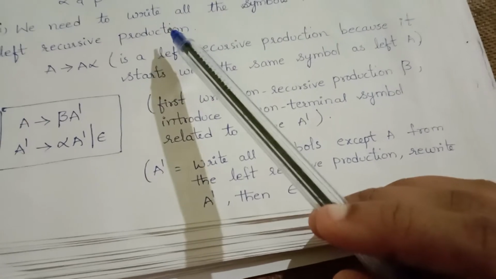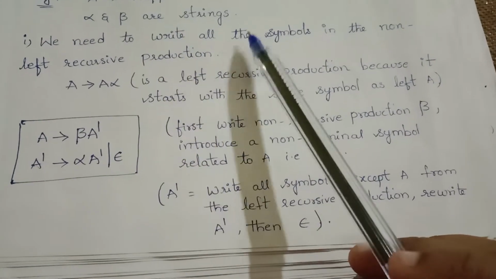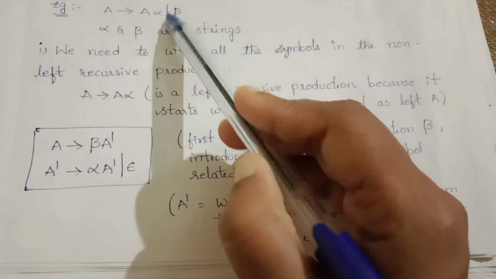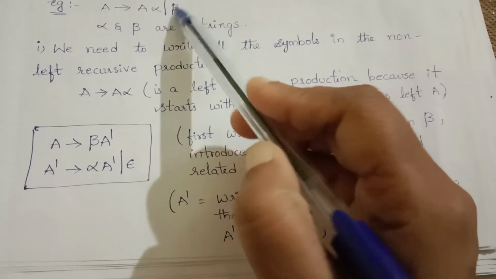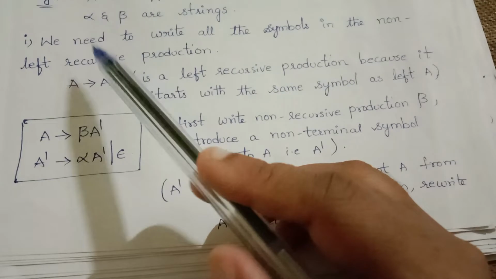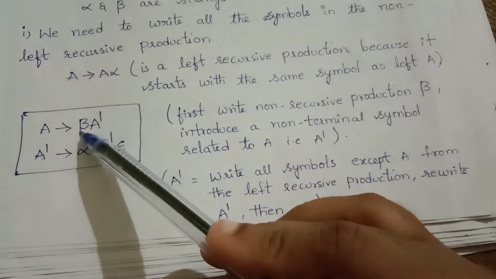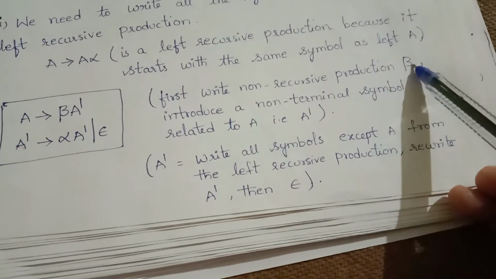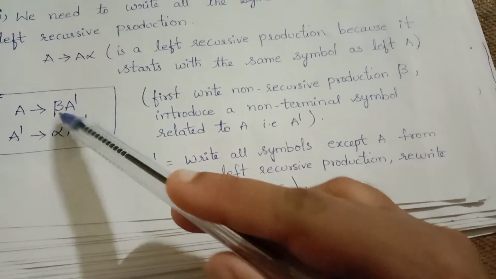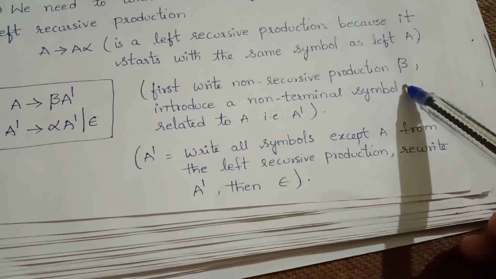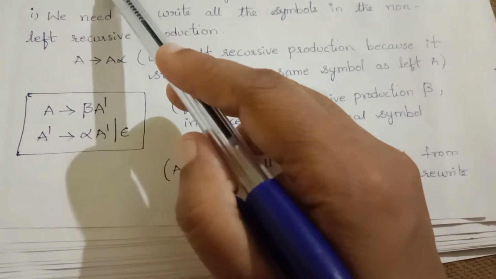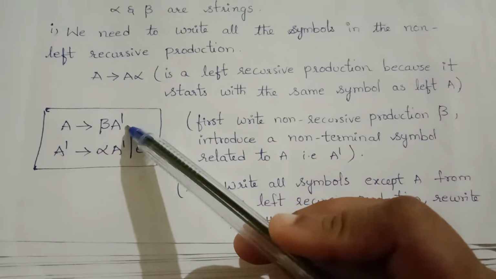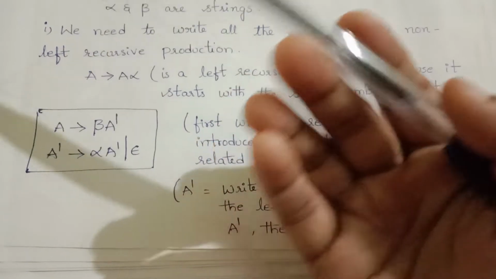And so here, what is the step we need to write? The first step is we need to write all the symbols in the non-left recursive production. So what is the non-left recursive production? Beta is the non-left recursive production. So first, what do you need to write? A tends to beta. You need to write beta first, and after that, what do we need to write? Write the non-recursive production beta, and then introduce a non-terminal symbol which is related to the starting symbol. As we are using the starting symbol A here, I am introducing a new symbol like A dash.